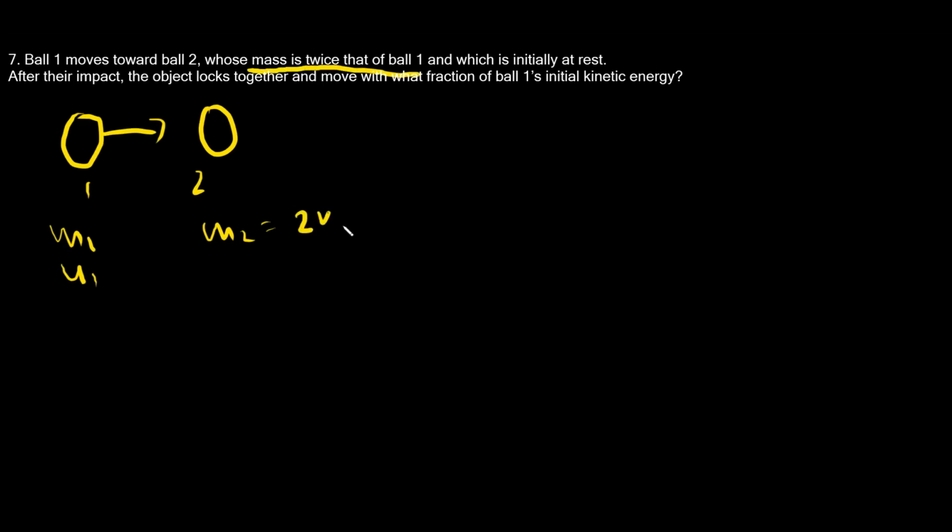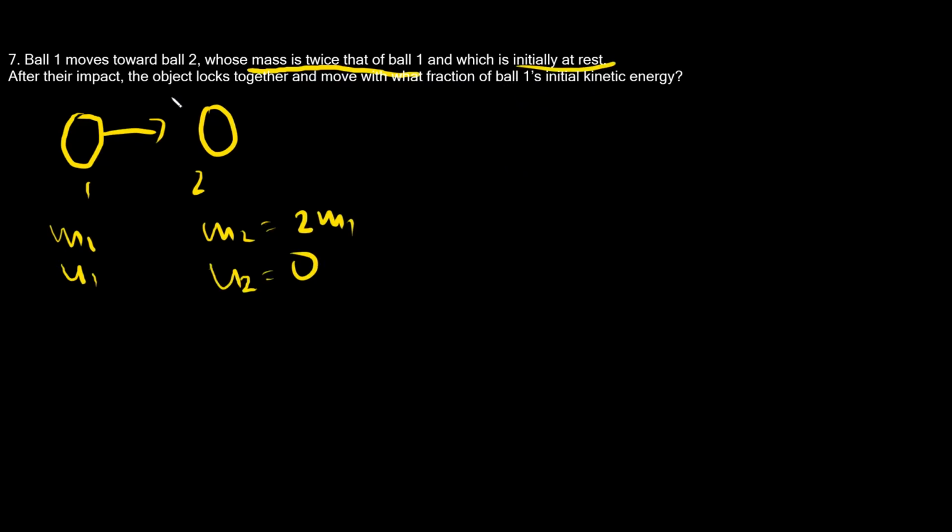Ball 1 moves towards ball 2 whose mass is twice that of ball 1, which is initially at rest. After their impact, the object locks together and moves with what fraction of ball 1's initial kinetic energy? So, you have ball 1 that moves towards ball 2. Okay, so we have mass 1, then initial velocity ni ball 1, then si mass 2, which is also twice, mass is twice that of ball 1, so 2m1. Ang initial velocity is 0 since initially at rest siya.